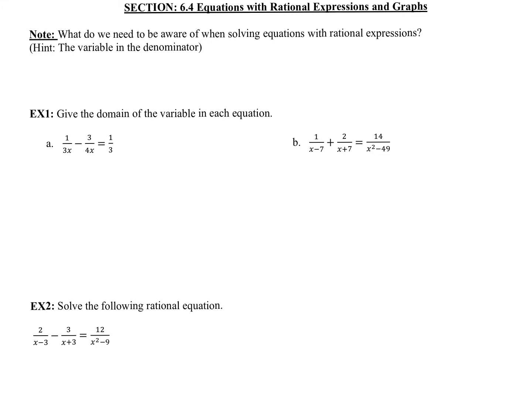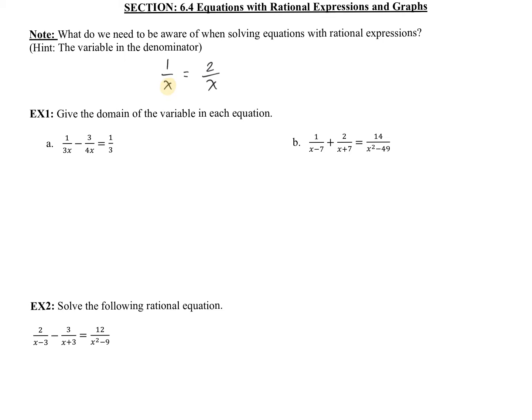Welcome to section 6.4, equations with rational expressions and graphs. Okay, so note, what do we need to be aware of when solving equations with rational expressions? And here's a hint, the variable is in the denominator. For example, if I had an equation, once again we're talking about rational equations, so you're going to have fractions in them. If I had an equation with fractions, what is something that my variable could not equal?